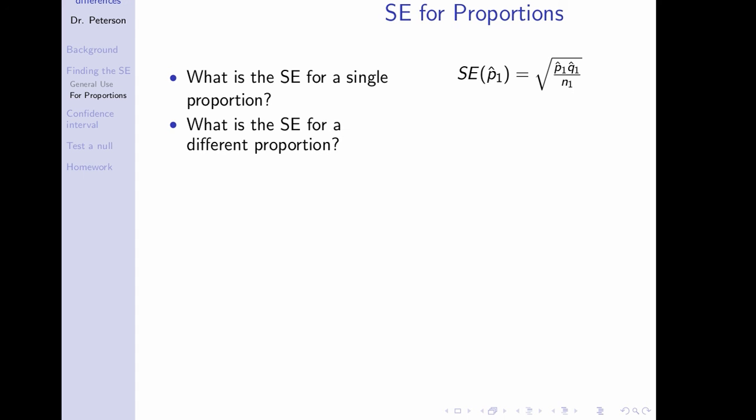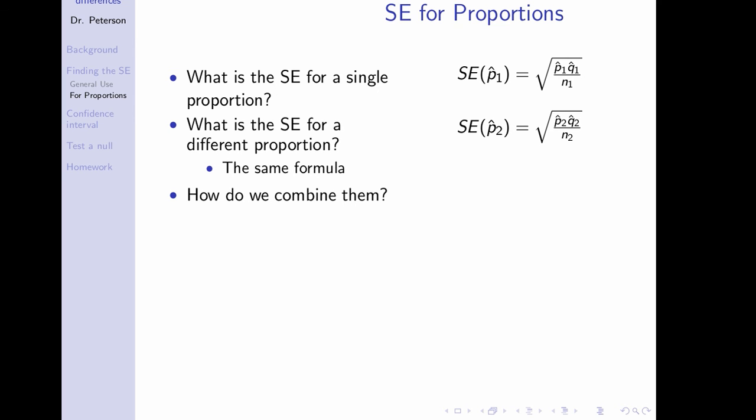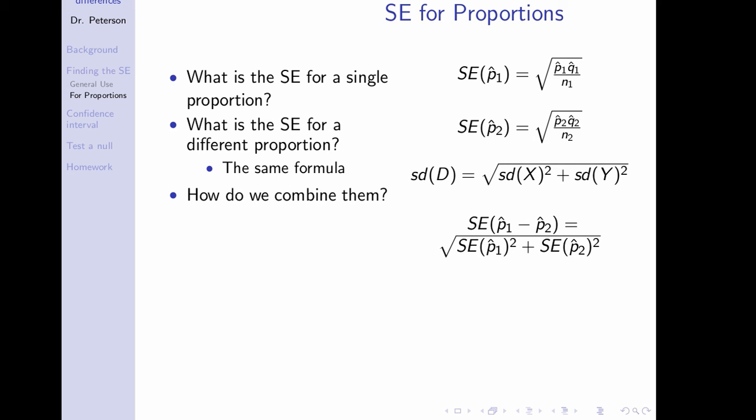Now the standard error for a different proportion is just going to be the exact same thing: pq over n, take the square root. It's the same formula, but we want to know how we combine them. Remember, this is exactly the same thing we saw on the previous slide. The standard deviation of d is the square root of the standard deviation of x squared plus the standard deviation of y squared. So we plug those values in.